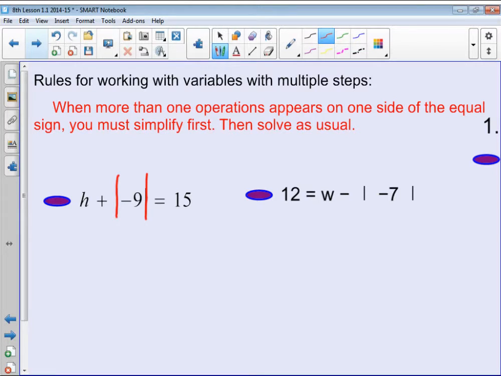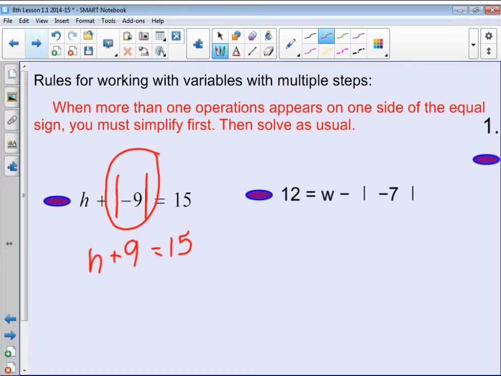Those bars on the outside mean absolute value. Absolutely how far is that number from 0? So if I ask you to solve this part, because those bars are like a symbol of inclusion, you're going to have to simplify that first. Absolutely how far is -9 from 0? That would be 9 places. So now I'm just going to rewrite it. H plus 9, because that's how I get rid of the bars, is to figure out the absolute value, equals 15. Now you're down to that one-step equation.